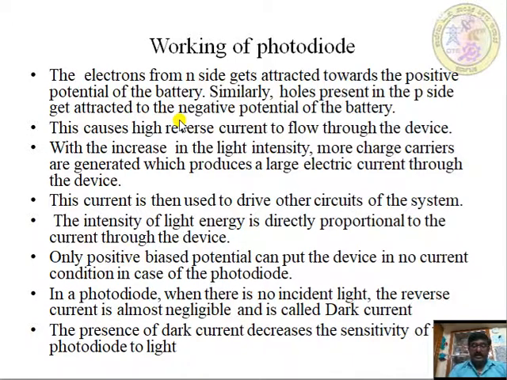With the increase in light intensity, more charge carriers are generated, which produces a large electric current through the diode. This current is then used to drive other circuits of the system. The intensity of the light is directly proportional to the current through the device. In a photodiode, when there is no incident light, the reverse current is almost negligible and is called the dark current, and the presence of dark current decreases the sensitivity of the photodiode to light.